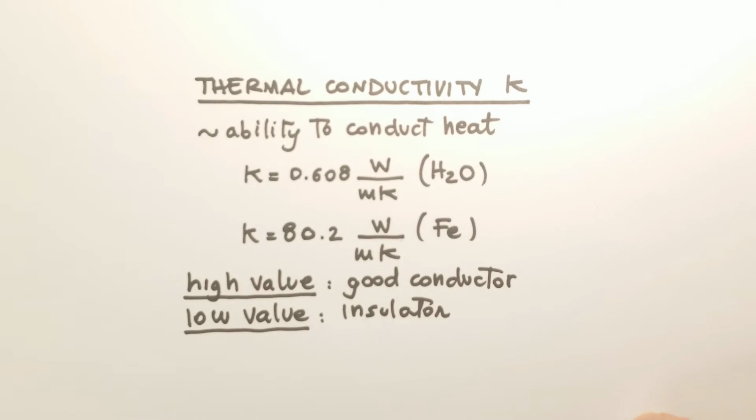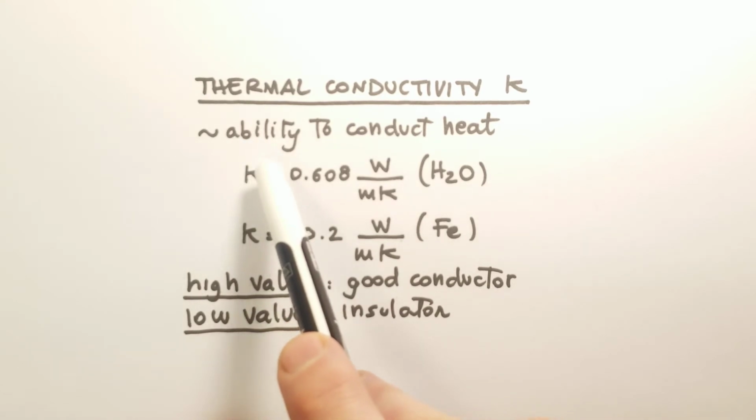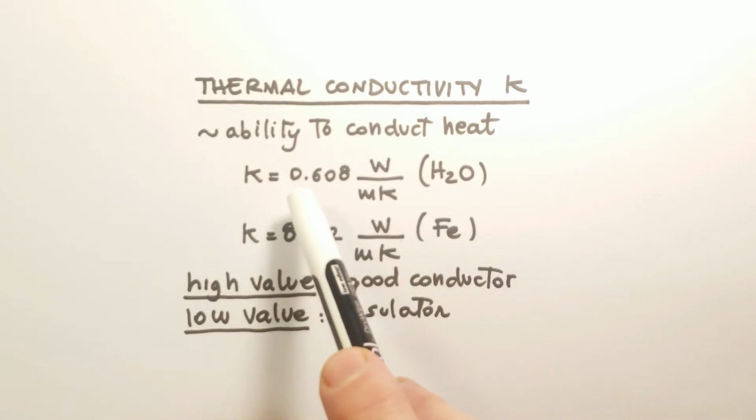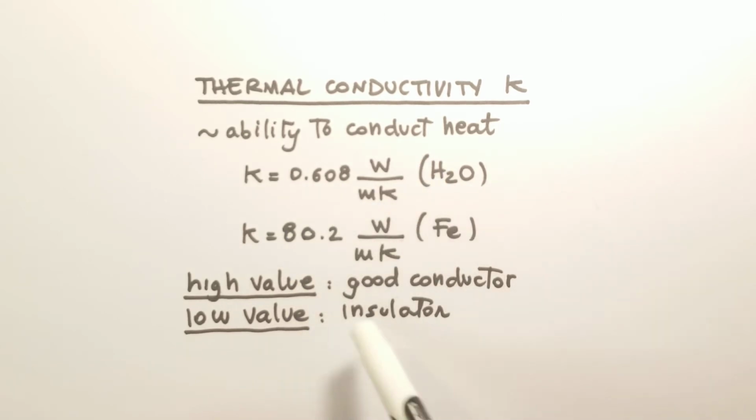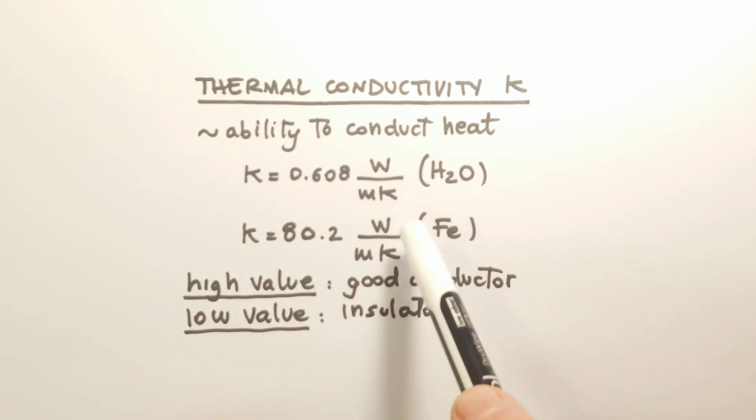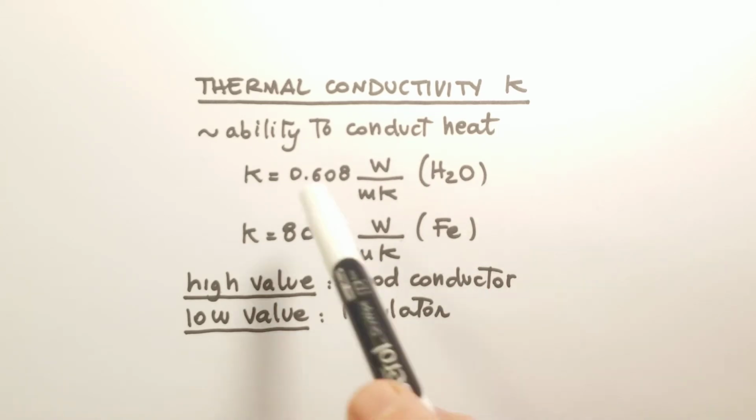So we have introduced the concept of thermal conductivity K, and we said that it expresses the ability of the material to conduct heat. For example, if you have water, we have a K of about 0.608 watts divided by meter Kelvin. But if you have instead iron, then K equals 80.2 watts divided by meter Kelvin. So in this case, we can see that iron is a much better heat conductor than water.